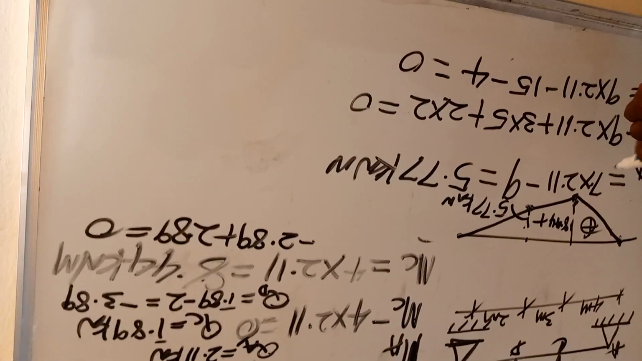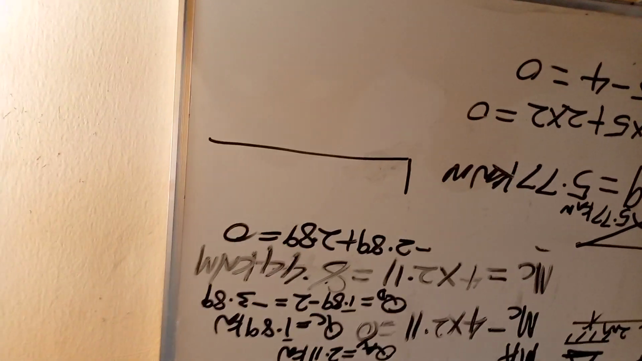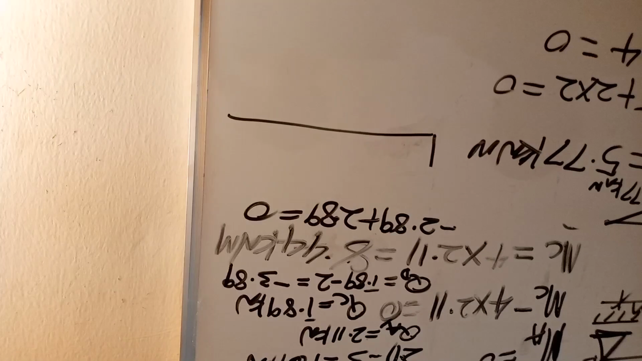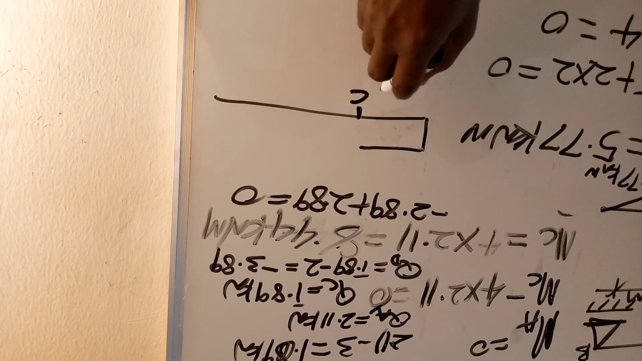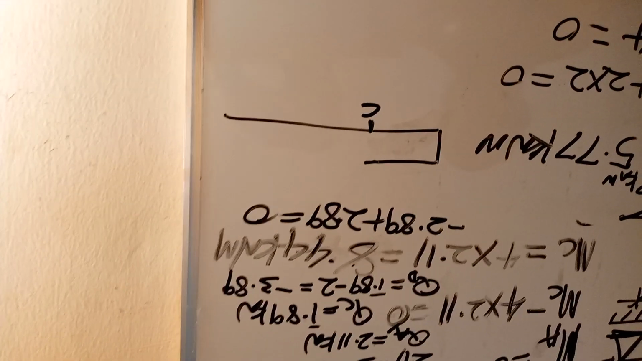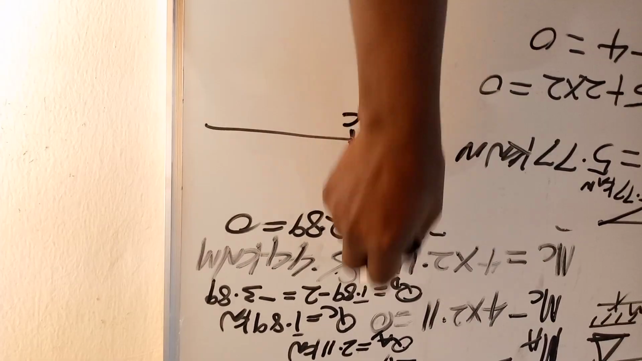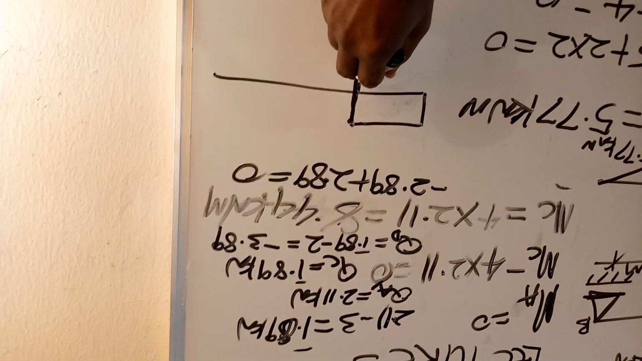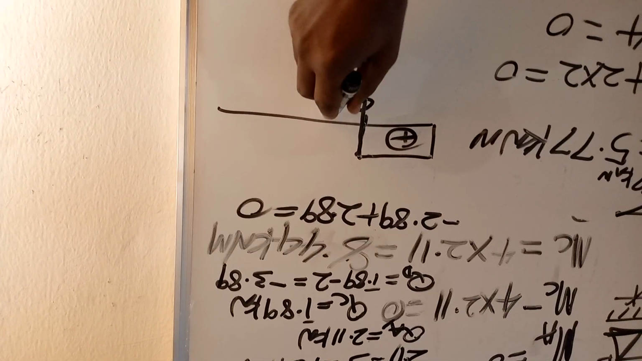Then the shear force diagram. The shear force diagram will look like this. At reaction A, the shear force was 2.11. There's no other force until it gets to C. At C, 2.11 minus 3 gave us minus 1.89, so it goes down to this. This is positive, this is negative.